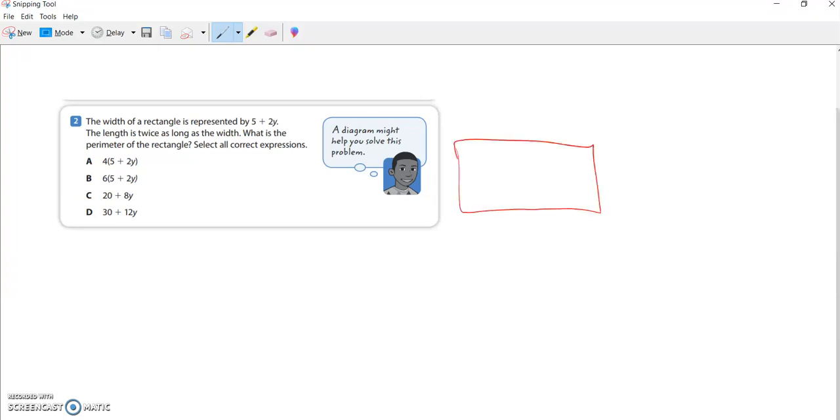I want you to notice that I took his advice, the little speech bubble guy here. I took his advice and I drew a rectangle. It's not a very good rectangle, but it's a good start. So the width of the rectangle is represented by 5 plus 2y, and the length is twice as long as the width. Which of these is an expression for the perimeter? Select all the correct responses.